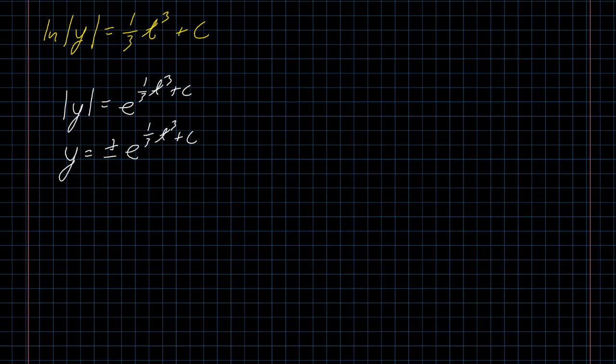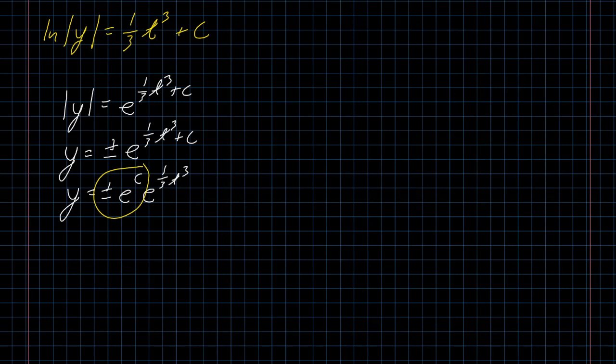Next, I'm going to play around with properties of exponents. Adding in the exponents is the same thing as multiplying like bases. Usually, when you've used this property in the past, you've gone in the other direction, and you've taken something like e to the c multiplied by e to the 1/3 t cubed, and you've rewritten it as e to the 1/3 t cubed plus c. But there's no reason we can't go in this direction. Then I'm going to take a look at this thing. Plus or minus e to the c power.